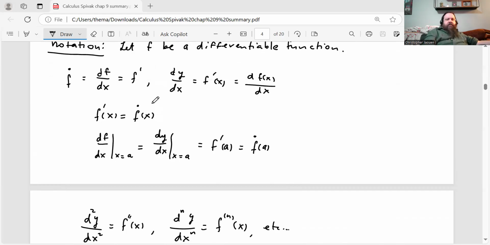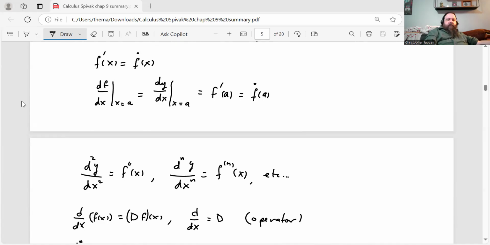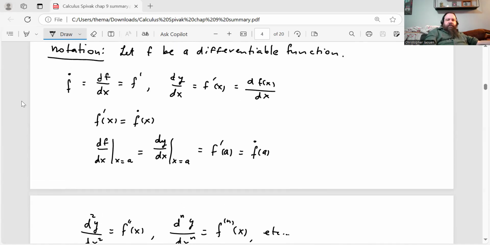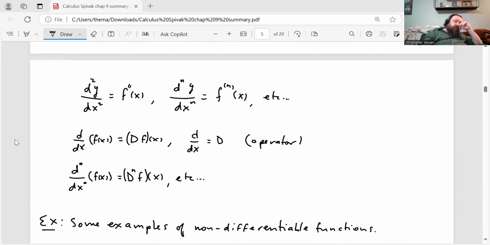The dot on top is Newton's notation. The df dx or the dy dx, that's notation developed by Leibniz. And if you see that Leibnizian notation with a line and then x equals a underneath it, that means the derivative function evaluated at the number a. For the prime notation, we would write that as f prime of a. So these are numbers, not functions. And we have similar notations for higher order derivatives.